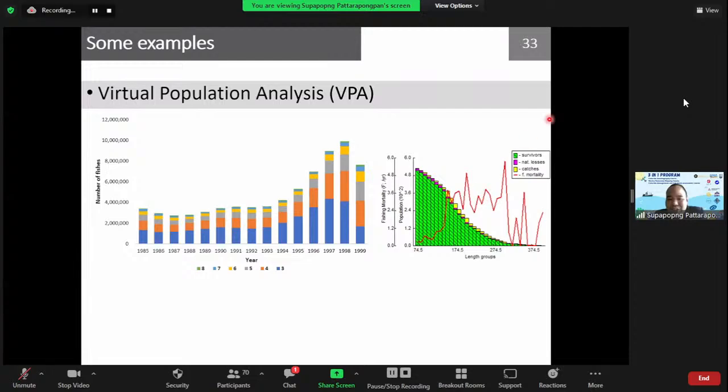So from here we can define which size or which part of the stock has very heavy fishing exploitation, and so which part of the stock we should focus on for management.